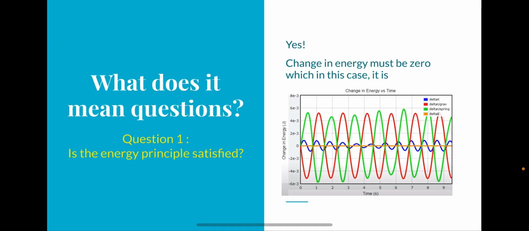Lastly, we must answer our what does it mean questions. The first question asks, is the energy principle satisfied? And the answer is yes, it is. The change in energy must be 0 to satisfy this principle, and since no external factors are influencing the system, that is correct. This shows that the total change in energy remains constant at 0 as everything balances out, as shown in this graph here.